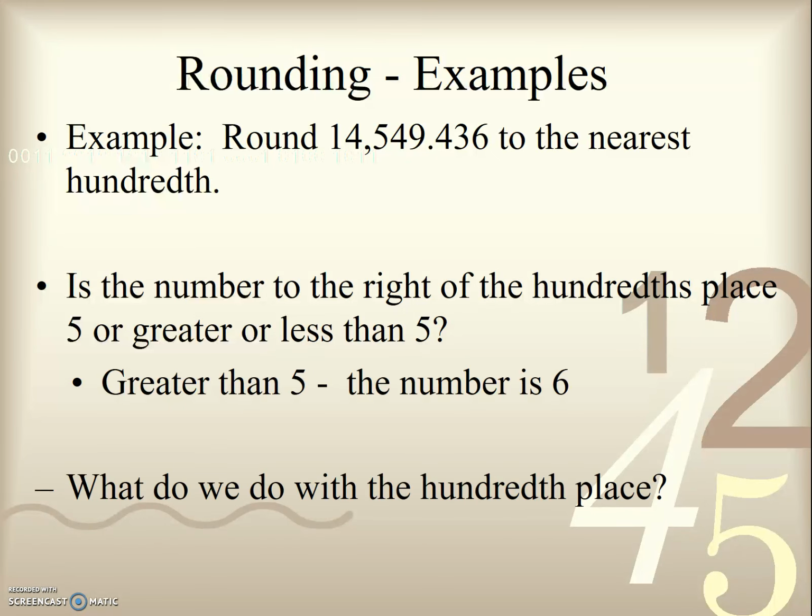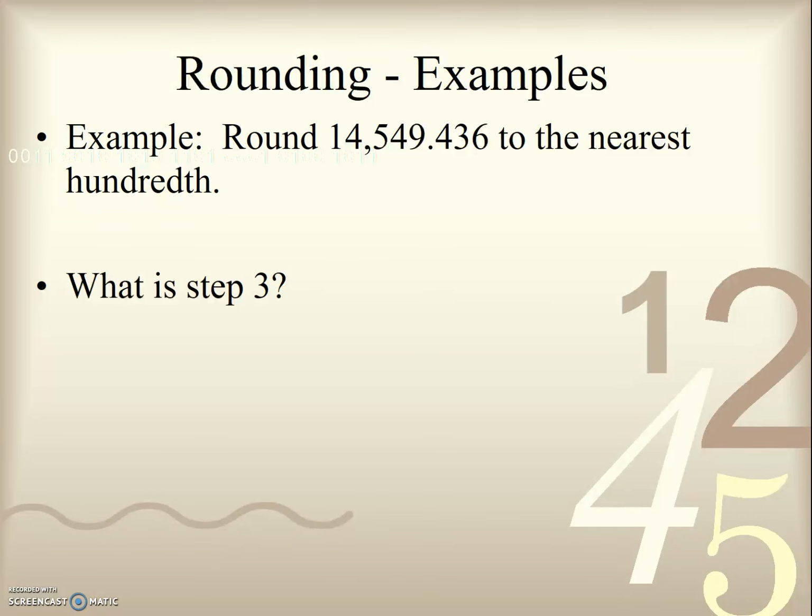The number is 6. What do we do with the hundredths place? Say it in your mind. We're going to round up. So, step 3, we're going to complete the rounding. Now, are we rounding to a decimal place? Yes, we are. Okay, so since we're rounding to a decimal place, we want to drop all numbers to the right of the number in the rounding position.